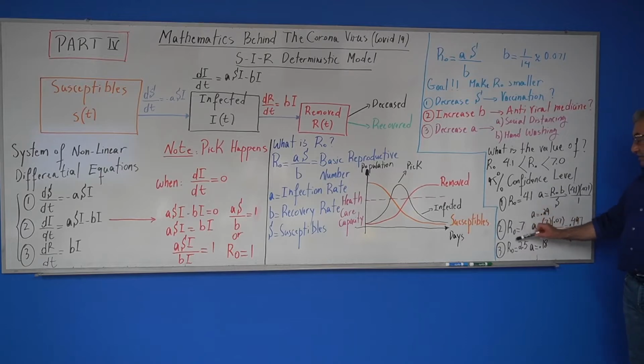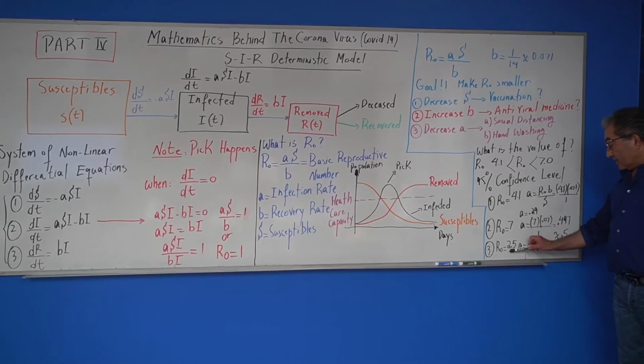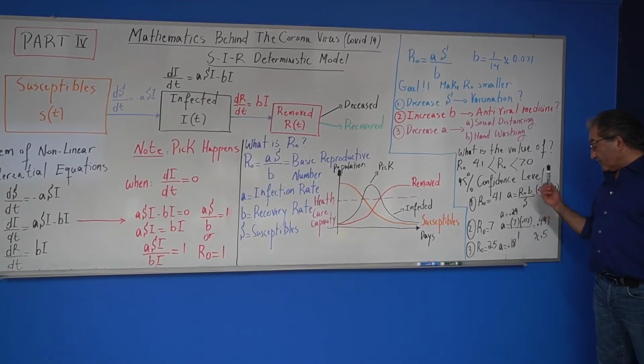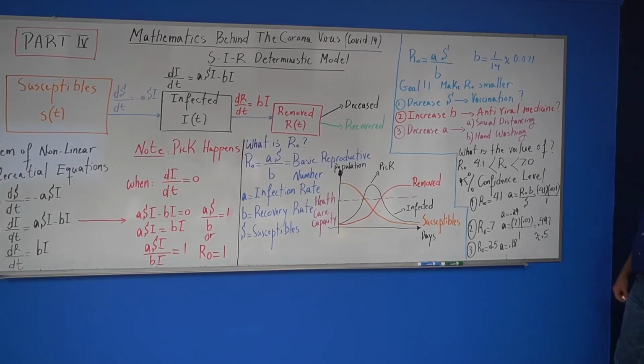If I say R0 is 7, then A is almost 0.5. I'll show that to you also. And if R0 is a low number, I heard that in some cities 2.5, then A becomes 0.18.